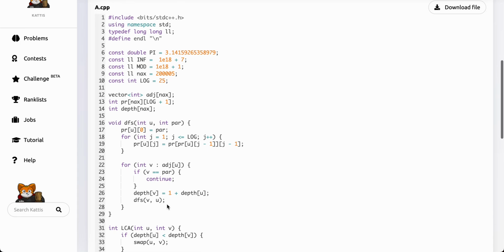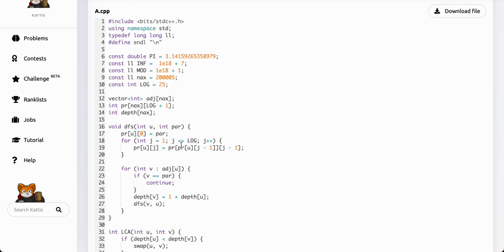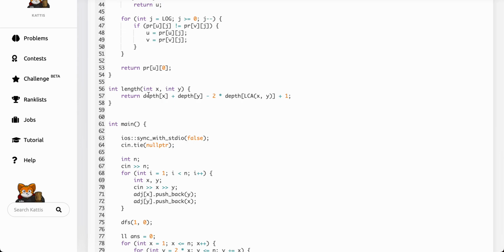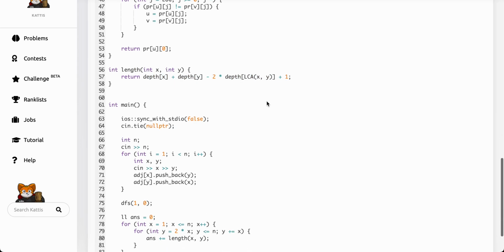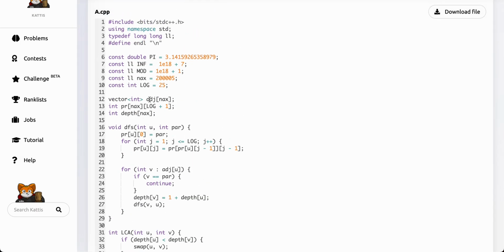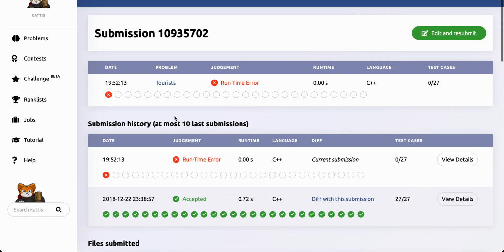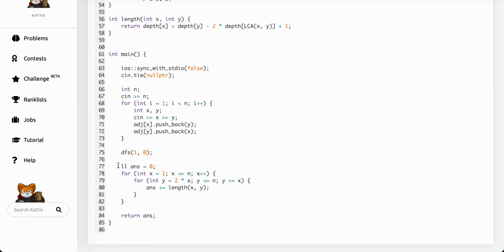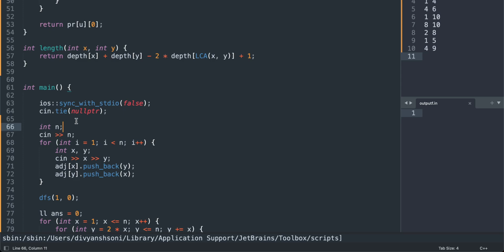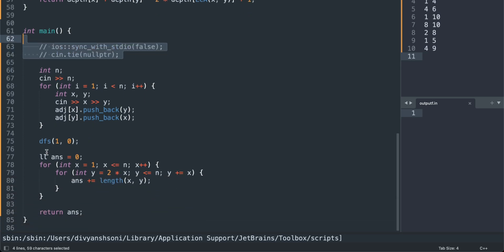DFS is also fine. Direct parent of u is the parent only. Go to all of them, calculate this value. Depth of LCA of x and y plus 1, and go to all the nodes. Why is it not working? Adjacency is also fine. Is it due to this line or what? Let's see. Maybe some problem with the compiler. Let's try int, maybe it will fail. Whatever.